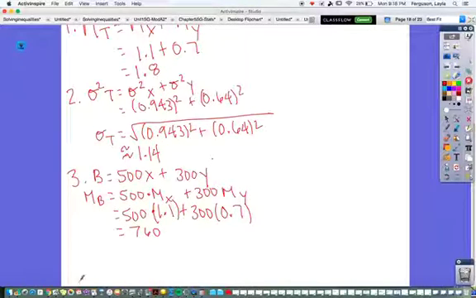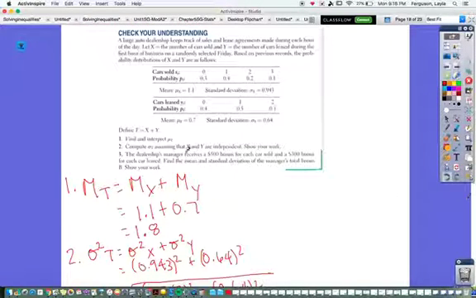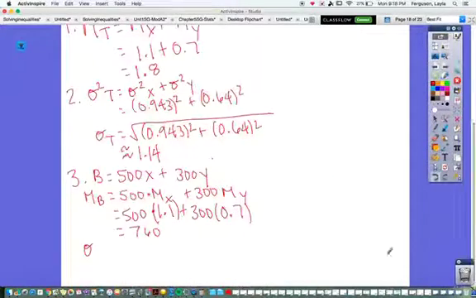All right, it also asked me to find the standard deviation for B. To find the standard deviation for B, we can assume that X and Y are independent. It tells us we're assuming that X and Y are independent. But it tells us that we need to find the standard deviation. Remember, we can't find the standard deviation directly for two independent variables. We have to find first the variance and then take the square root of that.